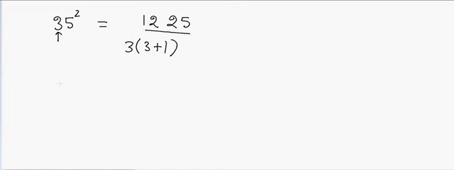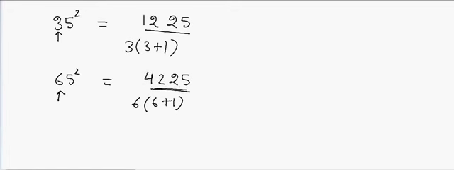1225. Another example: if I have 65 squared, I have to write 25, and then I take 6 and multiply 6 by 6 plus 1, which is 7. 7 into 6 is 42. So the answer is 4225. Now let's look into how this trick works.